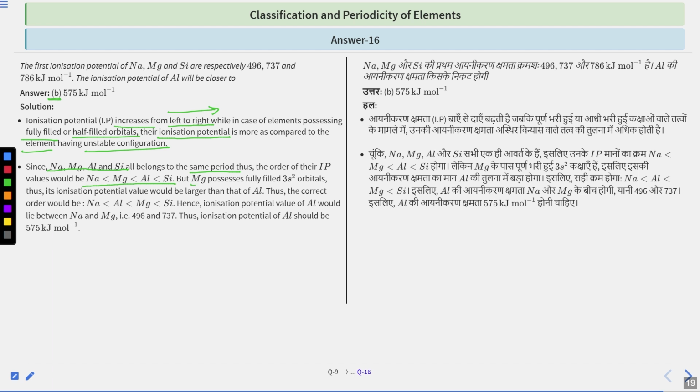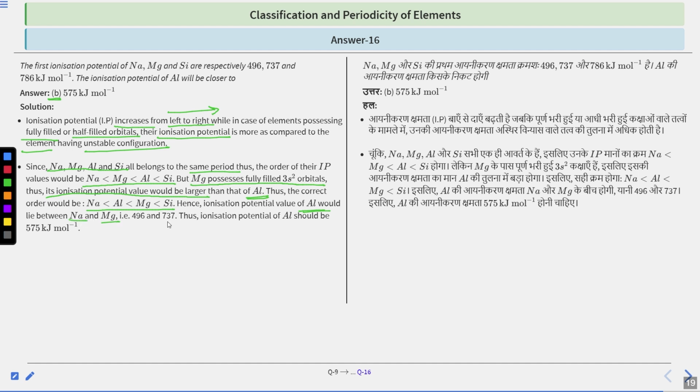But magnesium possesses a fully filled 3s2 orbital. In magnesium, you can see it has a fully filled 3s2 orbital. So its ionization potential value would be larger than that of aluminium. So the correct order would be: highest for silicon, then magnesium, then aluminium, and then sodium. Hence, the ionization potential value of aluminium according to this order would lie between sodium and magnesium.